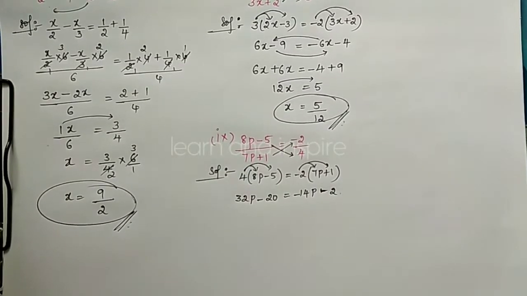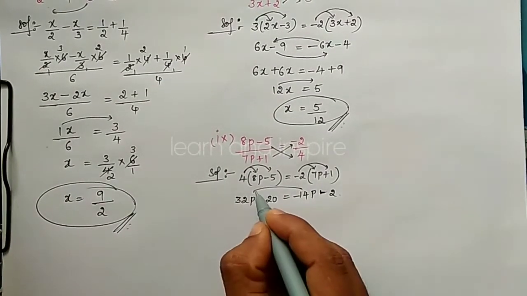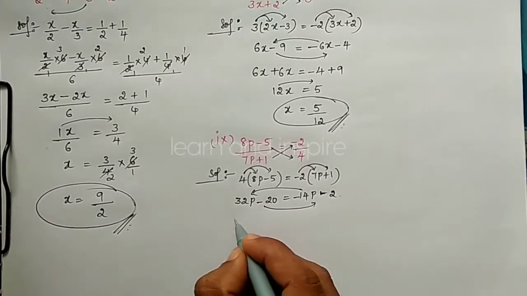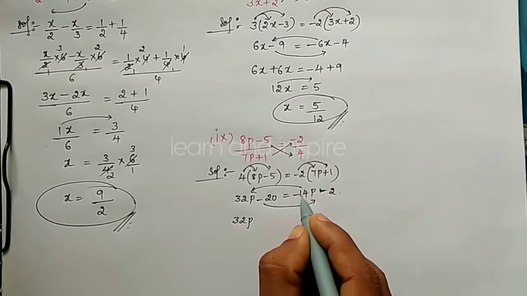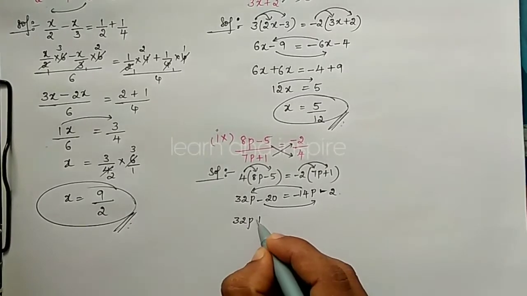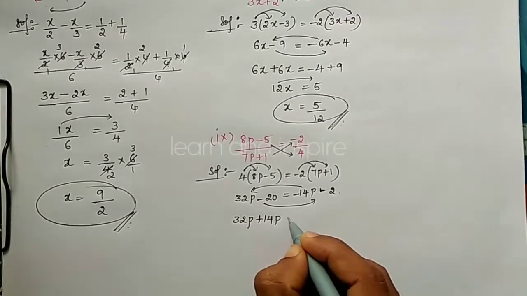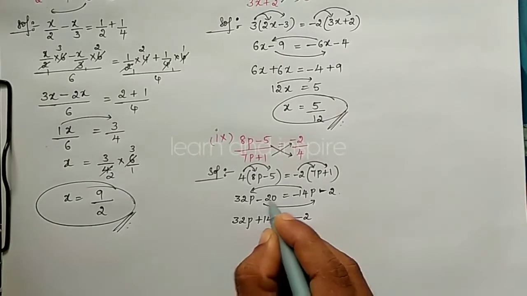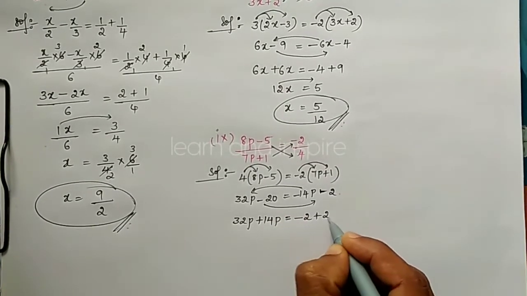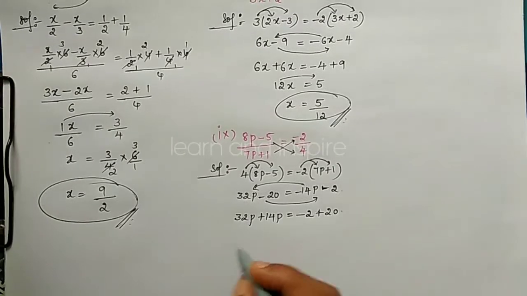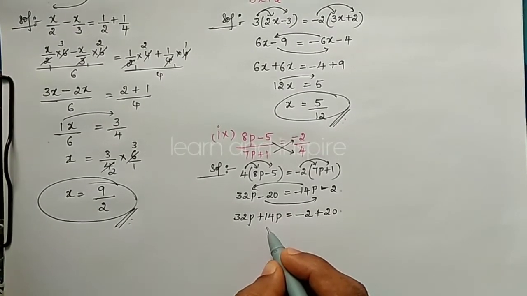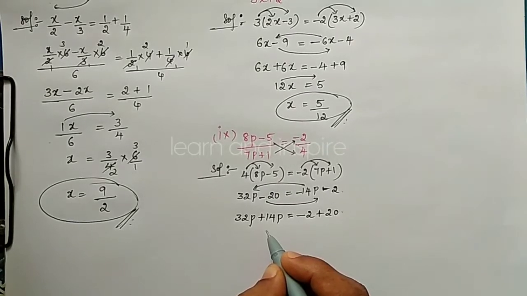Okay, now transposing the variables to LHS and the constants to RHS. So write 32p as it is, and if I transpose minus 14p, it becomes a plus 14p, which is equals to minus 2, and by transposing minus 20 it becomes plus 20. Okay, next 32p plus 14p. 32p plus 14p is how much?